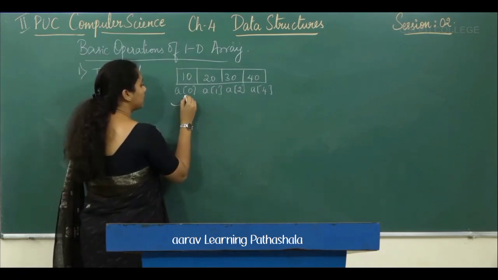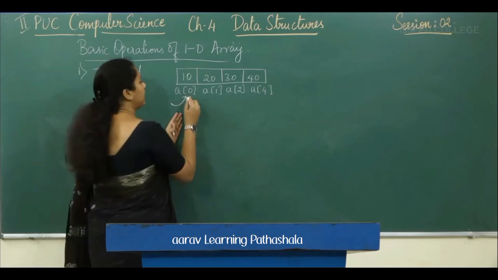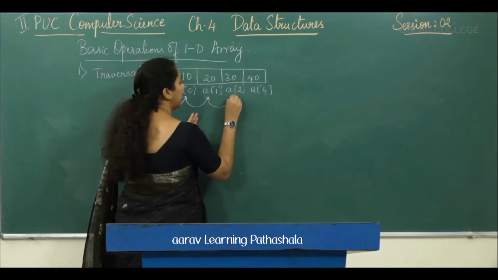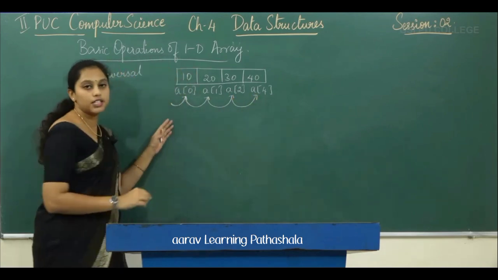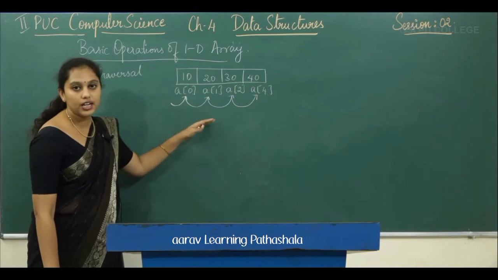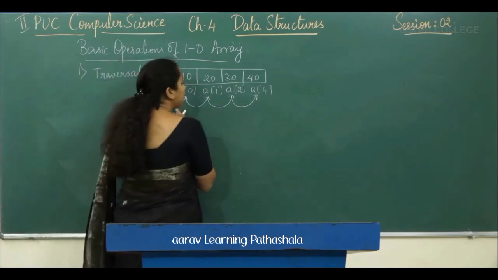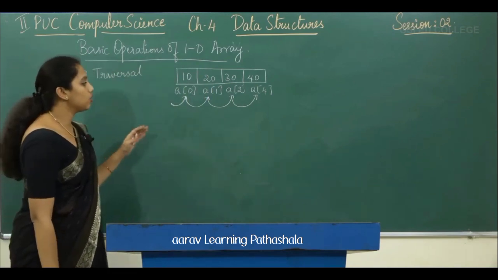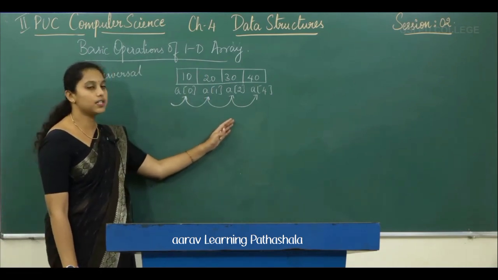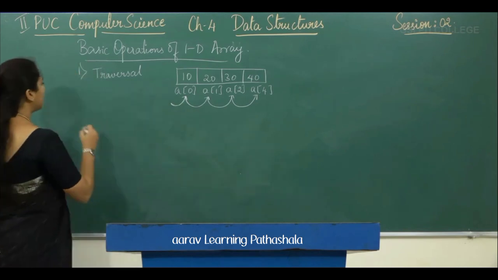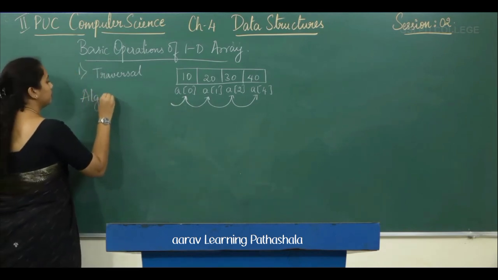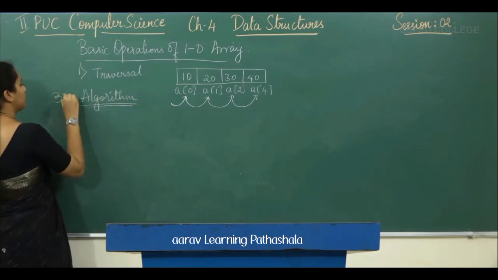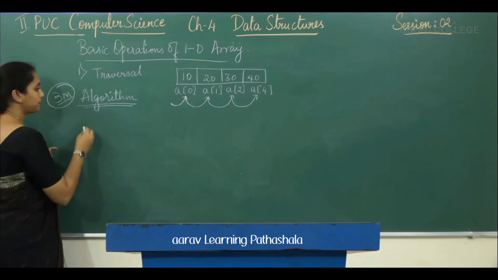See, first I am going to visit the first element. Next, the second location of an element. Next, the third as well as the fourth. The process of visiting each element of an array exactly once from beginning till the end is called traversal. Now we are going to write an algorithm for this traversal. This is a 3-mark question.